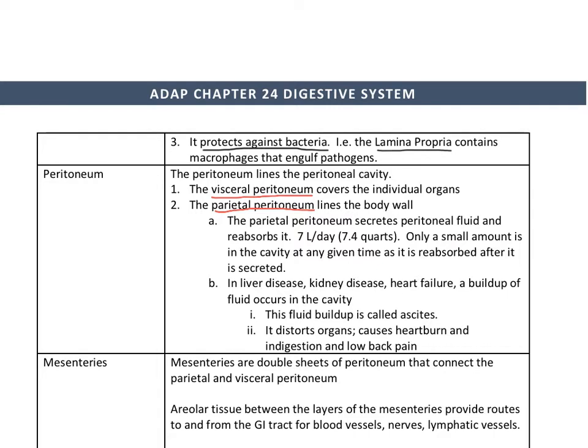And the parietal peritoneum secretes that peritoneal fluid. The fluid is in between the two layers so that when the organs are moving and churning and contracting, they are able to do so without a lot of friction. In liver disease or kidney disease or heart failure, sometimes a buildup of fluid can occur in the cavity. This is known as ascites. And when you get a lot of fluid in there, it's a very distinct look. You can see a bulging out of the abdominal cavity, right? So it's a very distinct look. It distorts organs. It can cause heartburn and indigestion and low back pain.